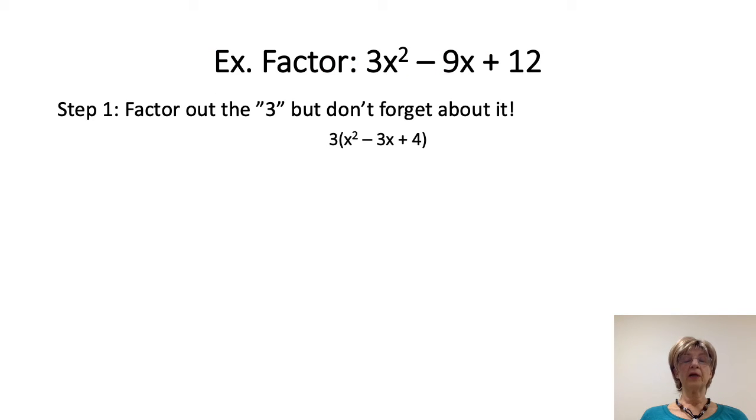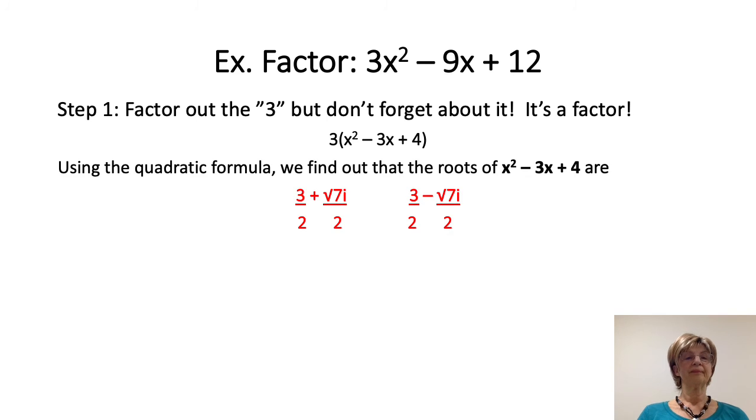Example, factor 3x squared minus 9x plus 12. Step 1, factor out the 3, but don't forget about it. So that leaves us with 3 times, in parentheses, x squared minus 3x plus 4. The 3 is a factor. Using the quadratic formula, we find out that the roots of x squared minus 3x plus 4 are 3/2 plus the square root of 7 times i divided by 2, and 3/2 minus the square root of 7 times i over 2. Those are the solutions to that equation.